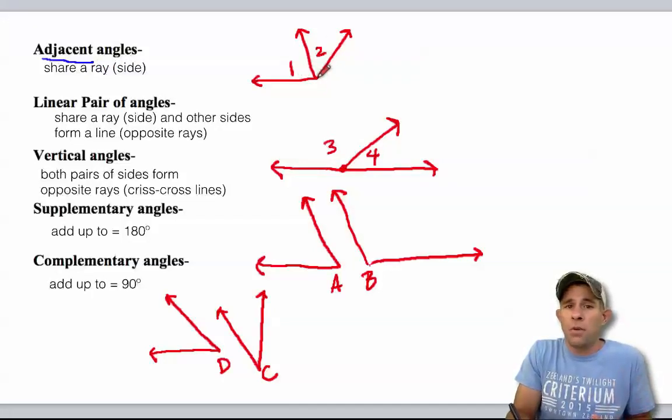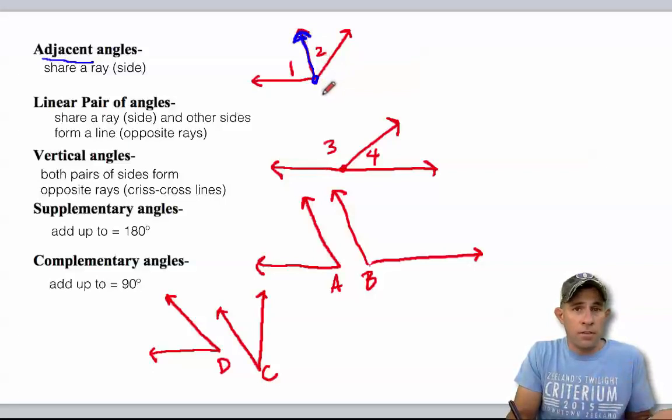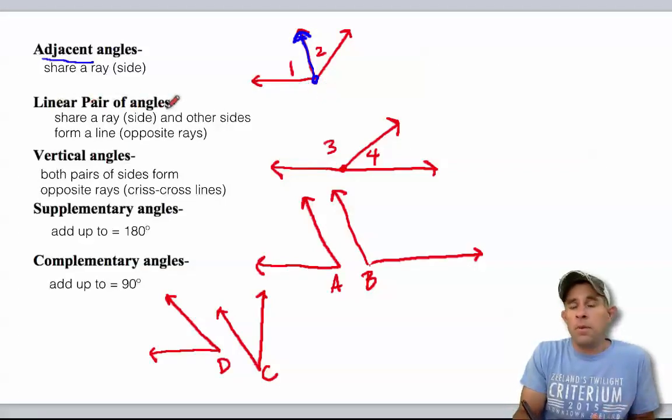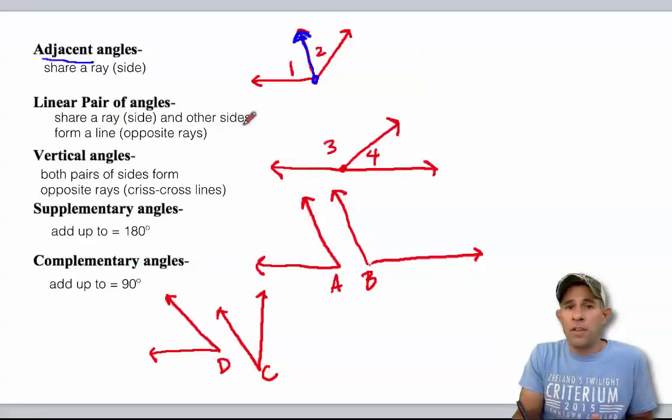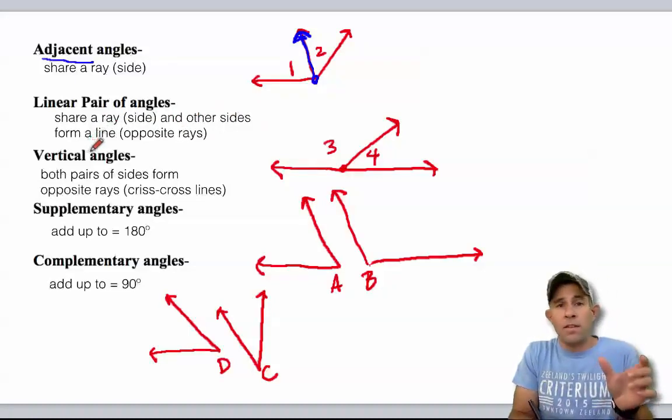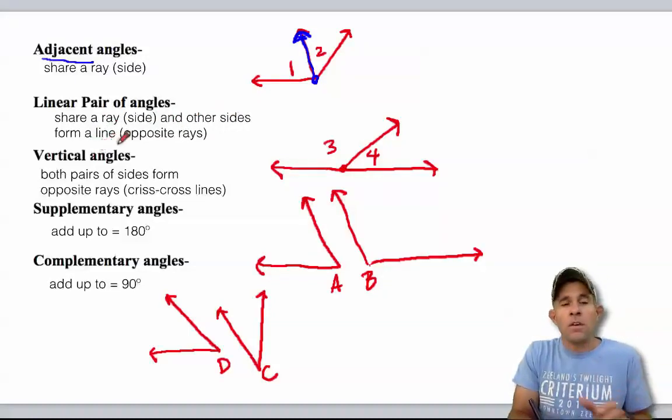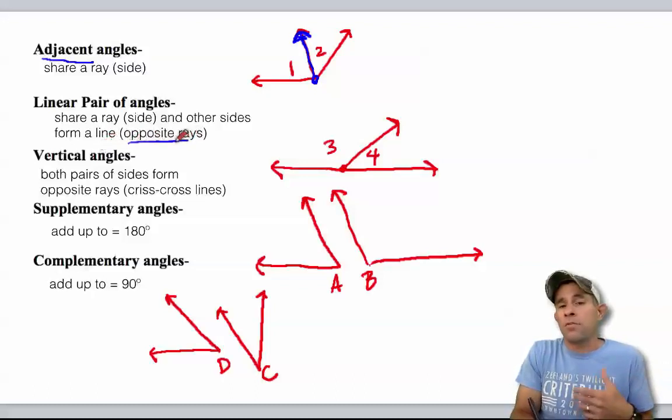So take a look at angle 1 and 2. Angle 1 and 2 both share this ray in blue, and therefore they are adjacent to each other. A linear pair of angles are both adjacent to each other, and the one ray that's not adjacent, that they don't share, goes off in opposite directions. In other words, it forms a straight line.